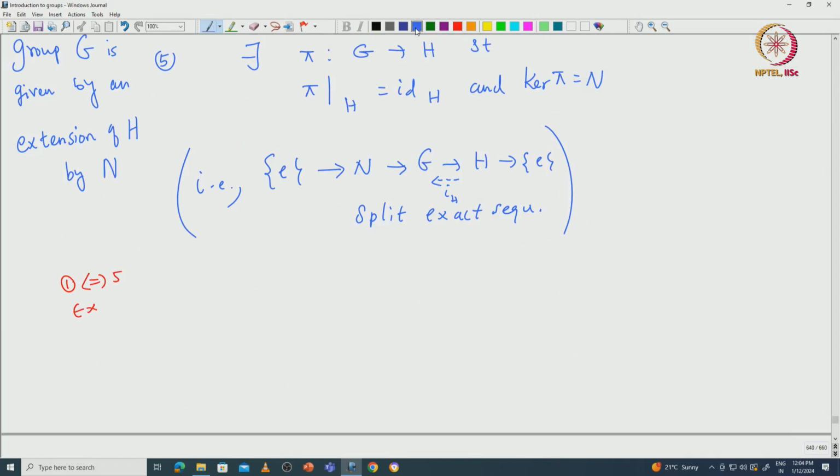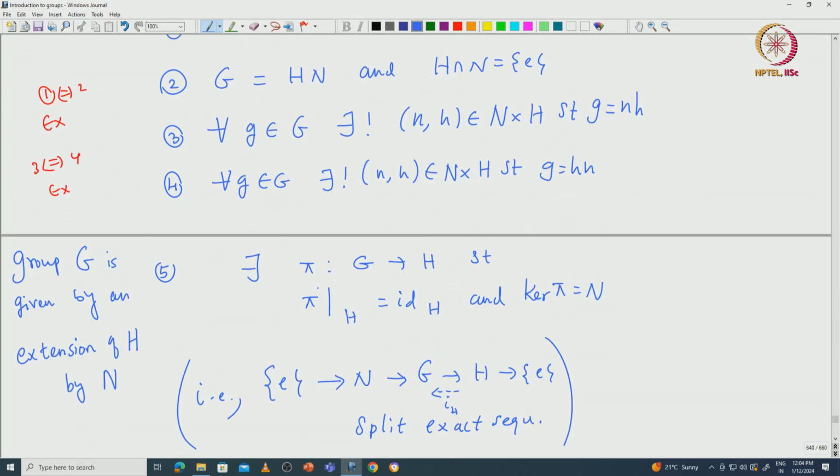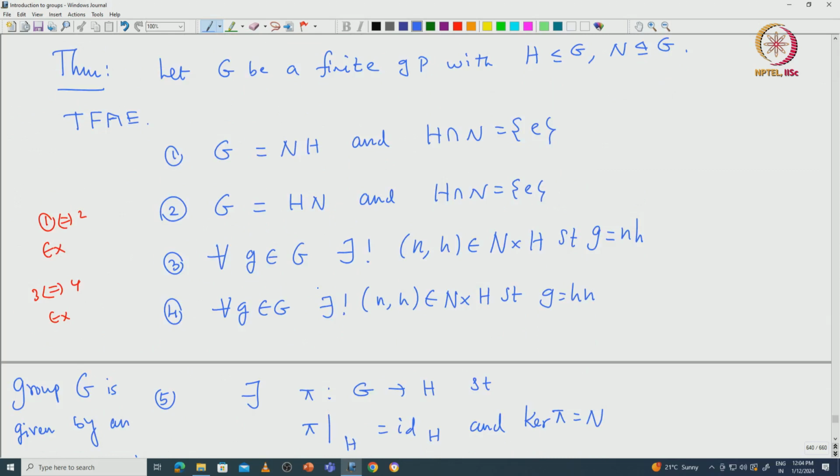So what we are going to prove is that 1 implies 3 and 3 implies 1. Let us look at 1 implies 3. What it says is, given any element g, it can be written as a product of elements from capital N and capital H in a unique way.